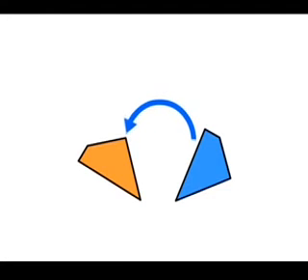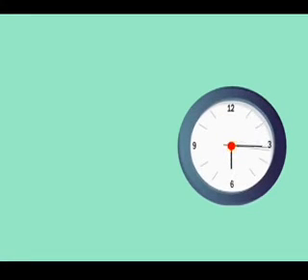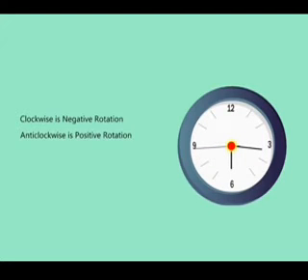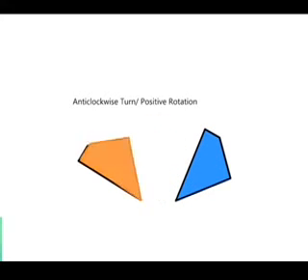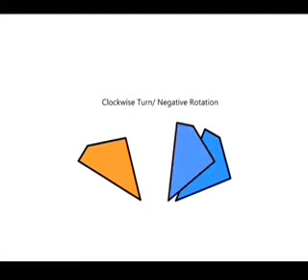The direction in which the hands of a clock turn is called clockwise, and the rotation in the opposite direction is anti-clockwise or counterclockwise. The angle of rotation in a clockwise rotation is negative, and it is positive in anti-clockwise rotation. So this is an anti-clockwise rotation, and the angle is therefore positive. This is a clockwise turn, and the angle is negative.